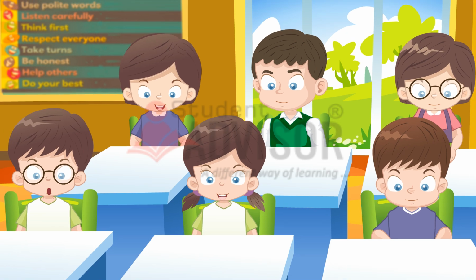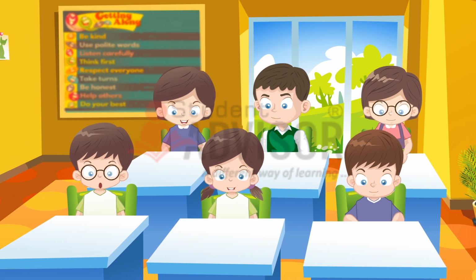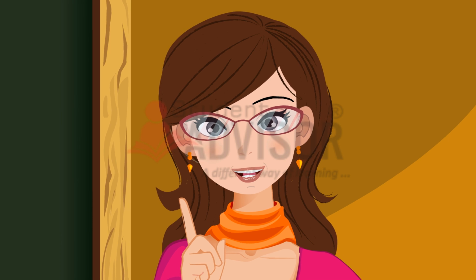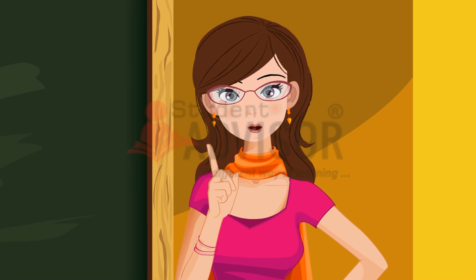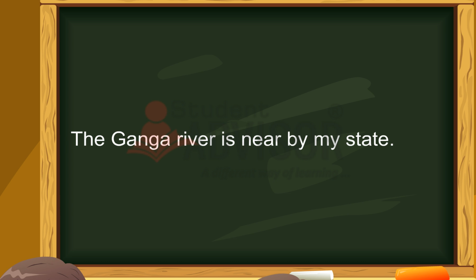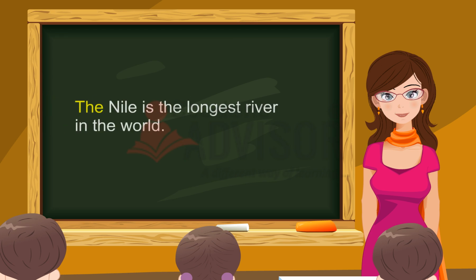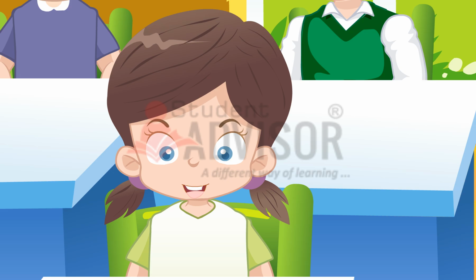The is called a definite article, and it can be used before singular as well as plural nouns in the following situations. Before such nouns which have been introduced earlier. The Ganga river is nearby my state. Before the superlative degrees of adjectives. The Nile is the longest river in the world.